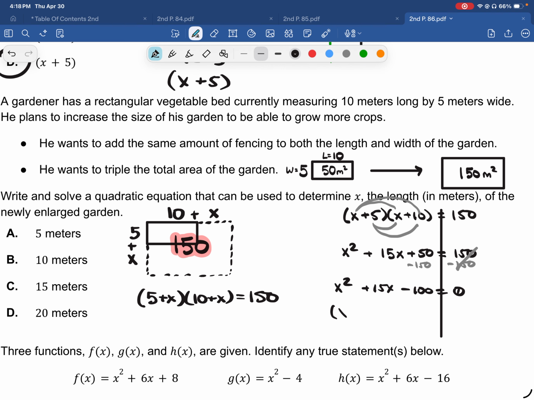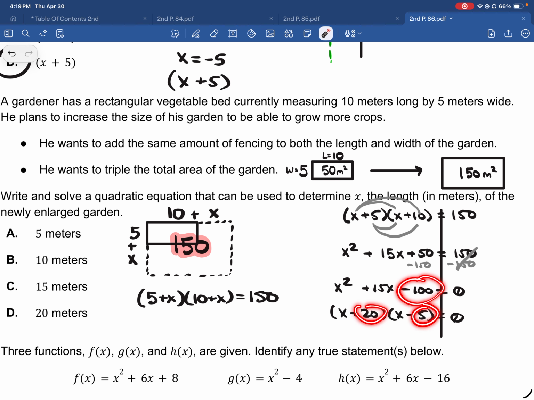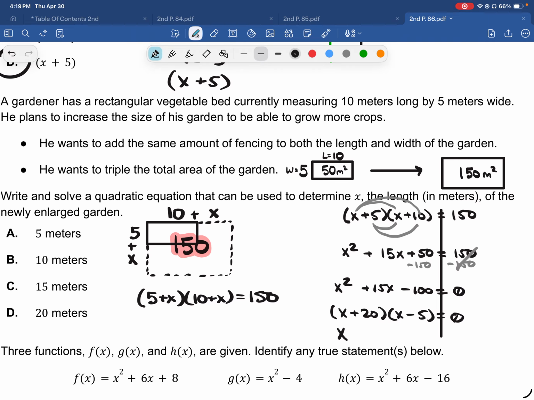And then I can factor it to x plus 20 times x minus 5, because 20 times negative 5 is negative 100, and 20 minus 5 is 15. A factor of x plus 20 gives you a solution of negative 20. A factor of x minus 5 gives you a solution of x equals 5.